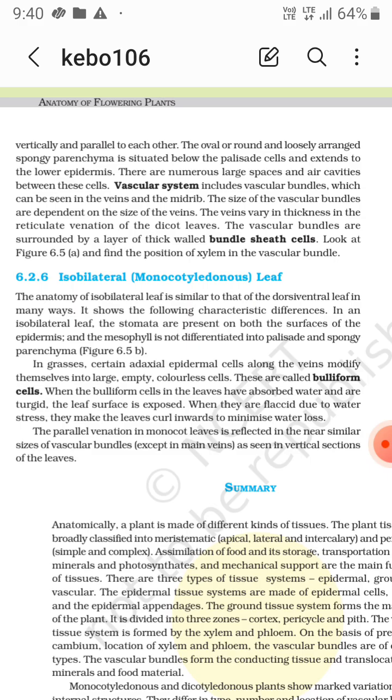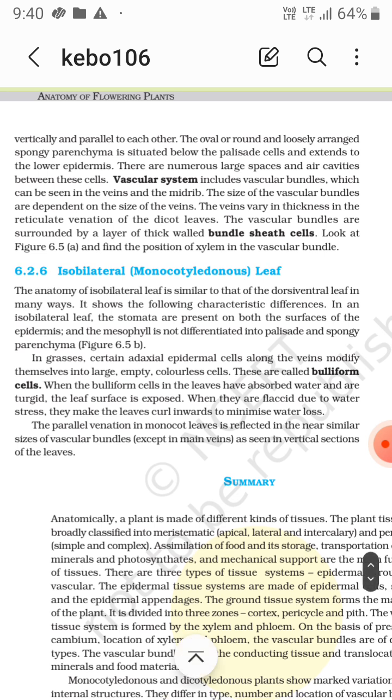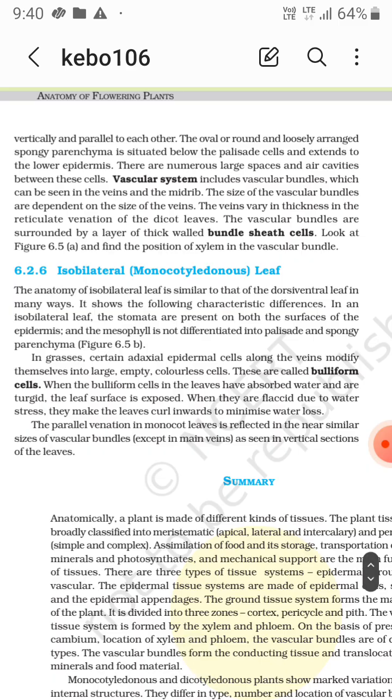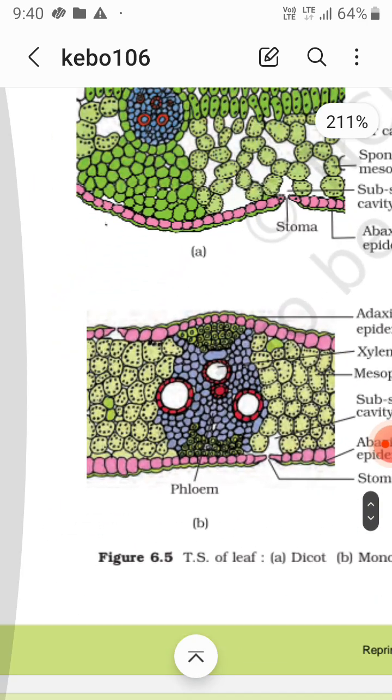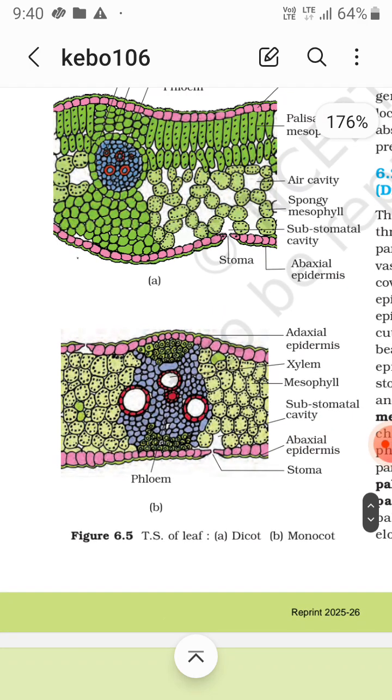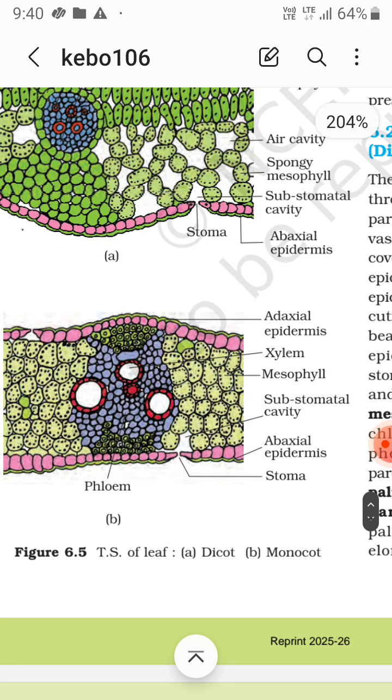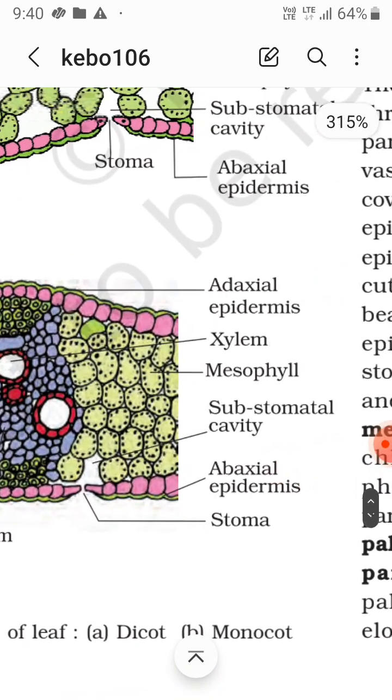In an isobilateral leaf, the stomata are present on both surfaces of the epidermis, and the mesophyll is not differentiated into palisade and spongy parenchyma. As you can see in the diagram, it's not differentiated into palisade or spongy parenchyma. It's just the mesophyll, as you can see here.